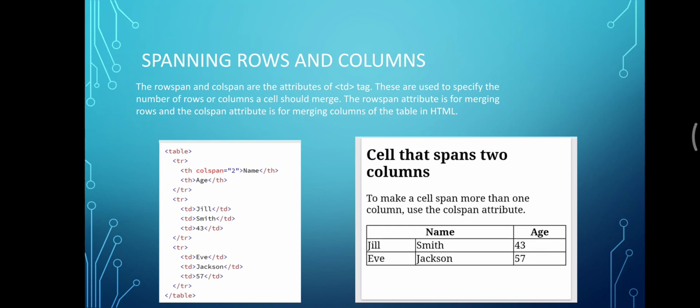The code is on the left side, and we'll observe both things. The table is the full table you are seeing, with name and age contained in it. And the table row th has a column span.